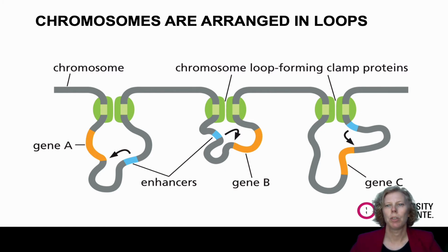Specialized proteins, shown in green, hold chromosomal DNA in loops to make sure each gene can associate with its proper enhancer, shown in blue. The loops, sometimes called topologically associated domains, or TADs, range in size between thousands and millions of nucleotide pairs and are typically much larger than the loops that form between regulatory sequences and promoters.